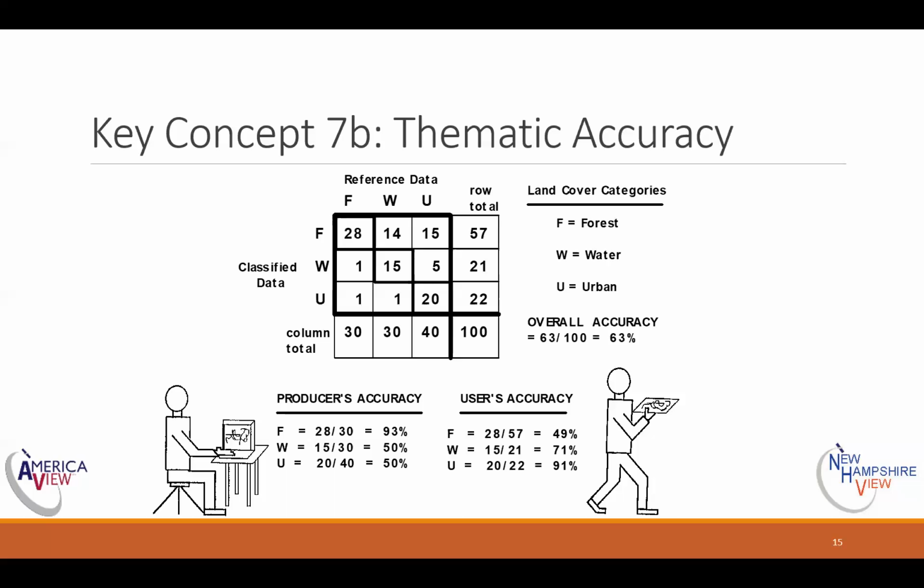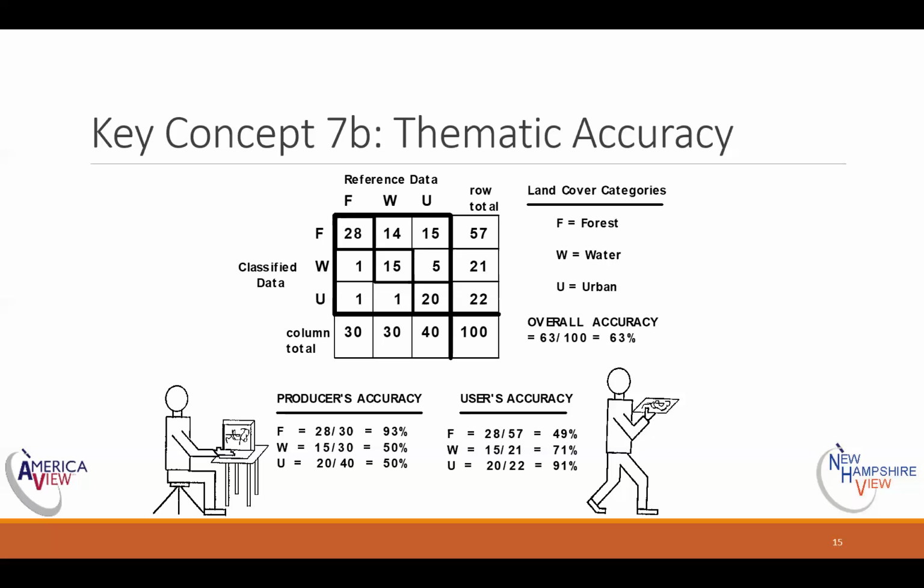But I've also called 14 areas forest that were actually, according to the reference data, water. And I've called 15 areas forest when, according to the reference data, they were urban. And so I've actually labeled 57 areas on my map as forest, according to this error matrix. You can see I've made a lot of commission error. I've called a lot of things forest that weren't forest.